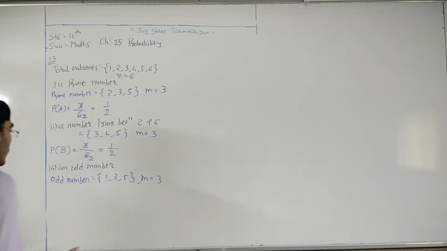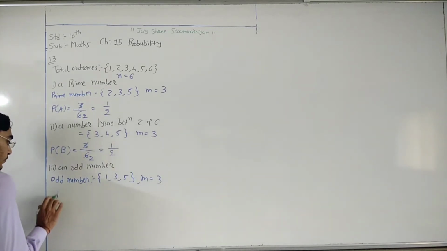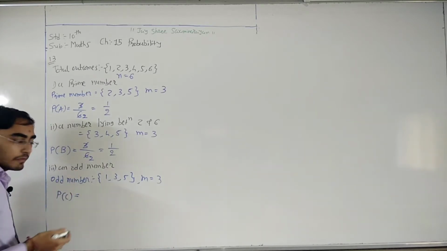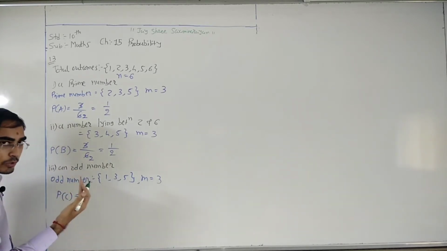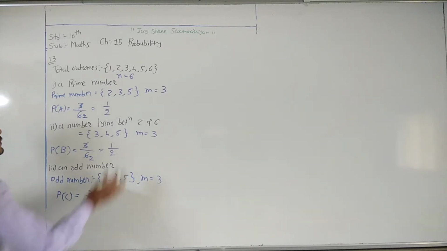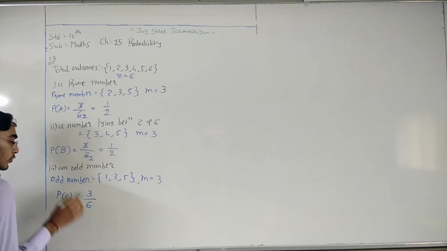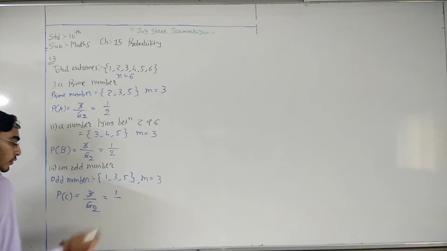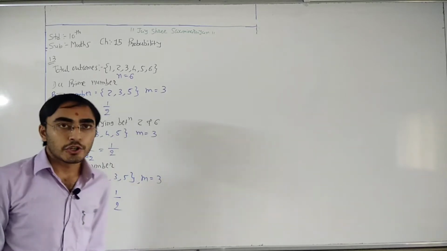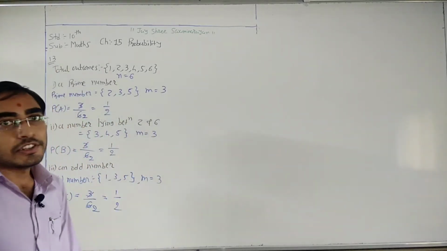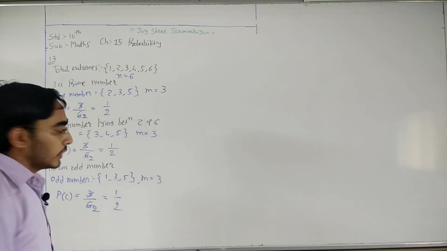Now we just need to find the probability. So P of C, we just give the event C. Favorable outcomes is 3 divided by total number of outcomes, which is 6. So again 3 by 6. 3 2s are 6, nothing is remaining, so 1 divided by 2. So in all these 3 events we get the same answer: 1 by 2, 1 by 2, 1 by 2.